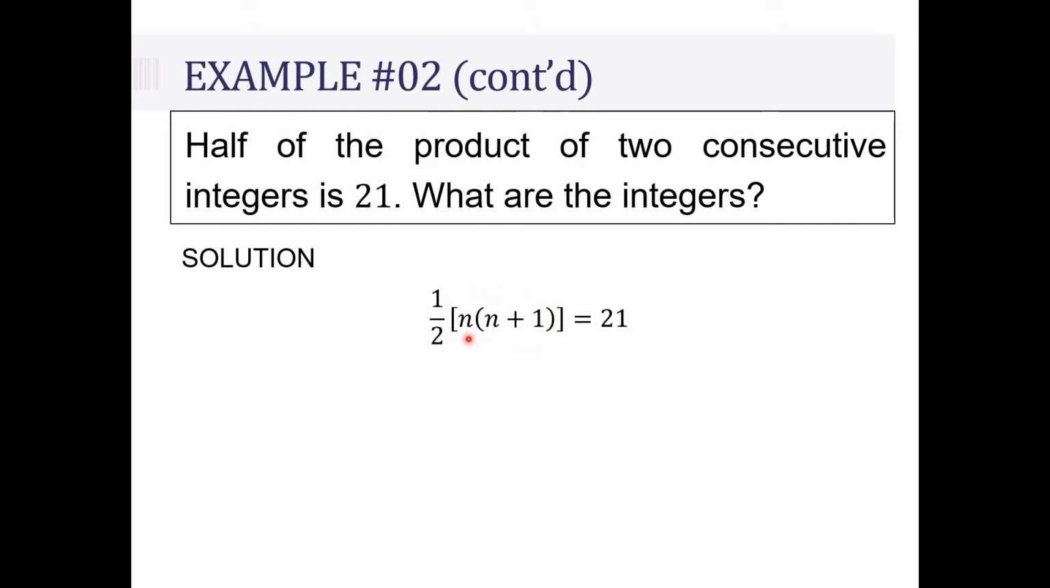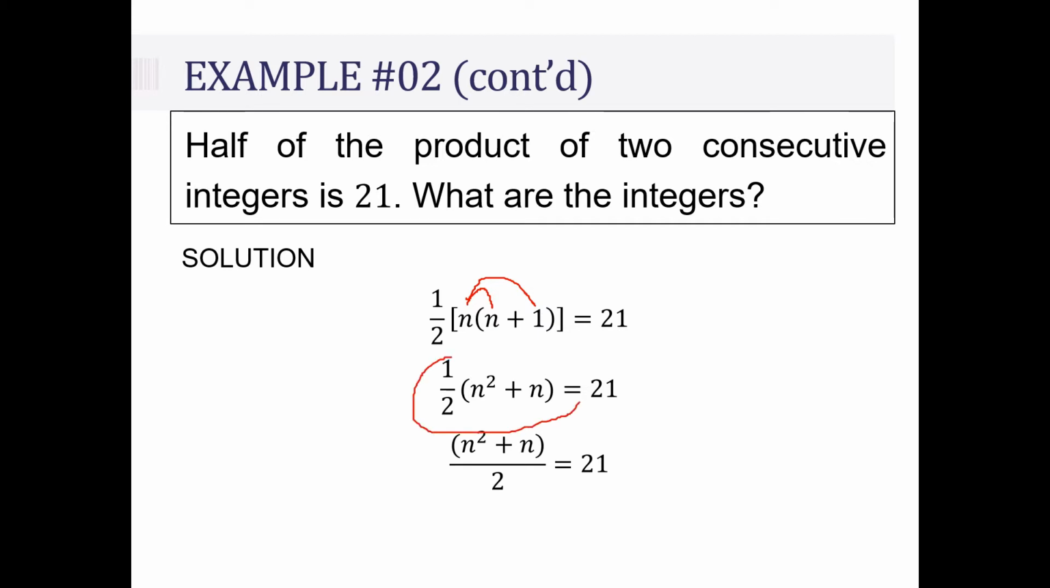Ano nga ba ito? N times n plus 1 is equal to, i-distribute lang natin yung n sa loob ng parenthesis, which gives us n squared plus n. Or we can rewrite that as ito, di ba? Ito times yung 1 kaya magiging n squared plus n divided by 2. So pwede nating i-rewrite ito as this one. Okay? That is equal to 21.